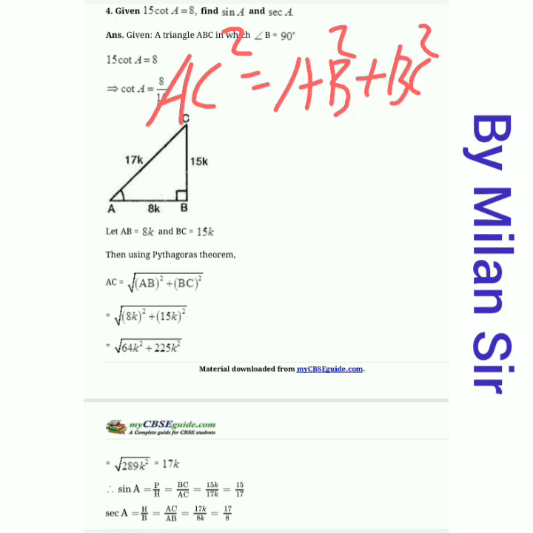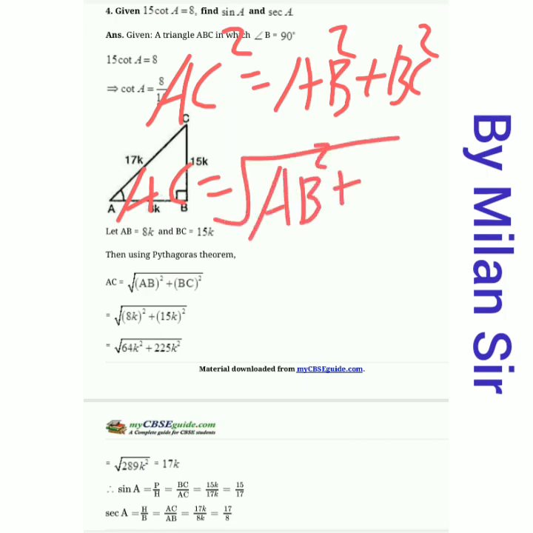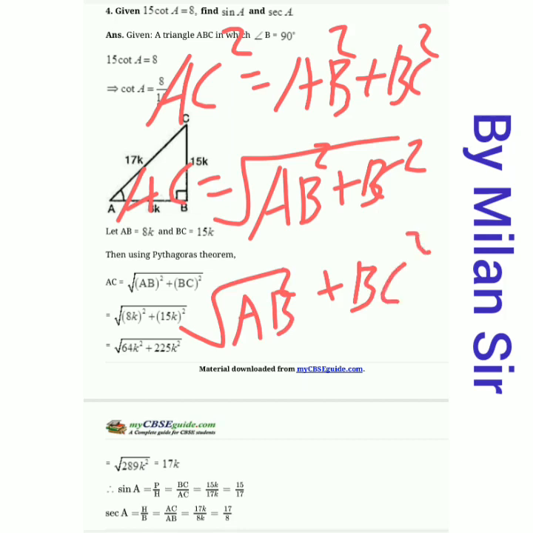Okay, so take square root of this equation, that means AC square becomes AC, and here square root of AB square plus BC square. And one more thing, you cannot write like this, under root AB square plus BC square. It's wrong. Here you are taking square root of both the side, so you cannot give separate square root to each term. You need to write like this. Okay.